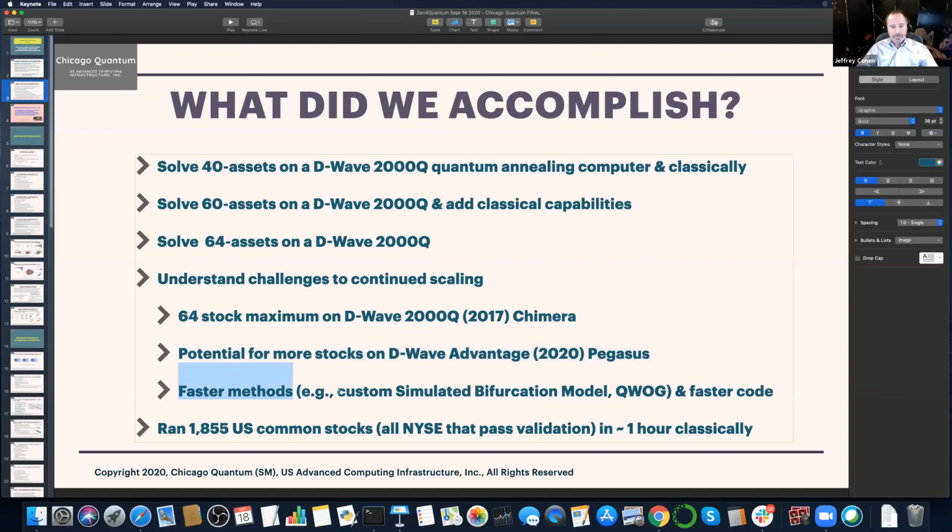So we've developed a custom simulated bifurcation model, using quantum walks on graphs, and then just accelerating all of our code. And again, just to put it in perspective, we can run 1,855 stocks, all in validation, soup to nuts to the report, in about an hour.